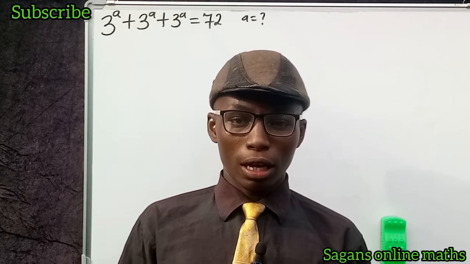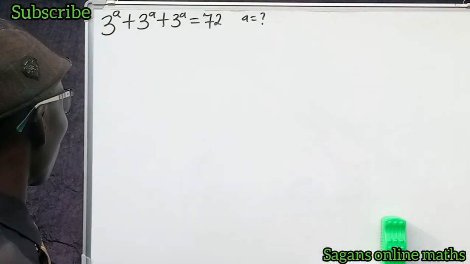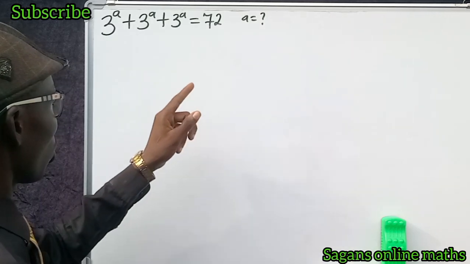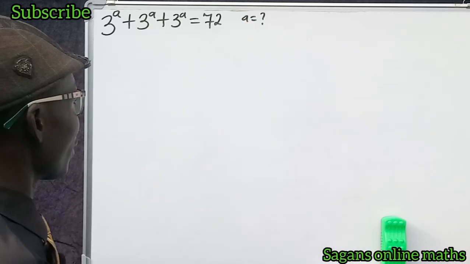Hello everyone, let's solve this question together. Given that 3 to the power of a plus 3 to the power of a plus 3 to the power of a is equal to 72, we are asked to look for a.